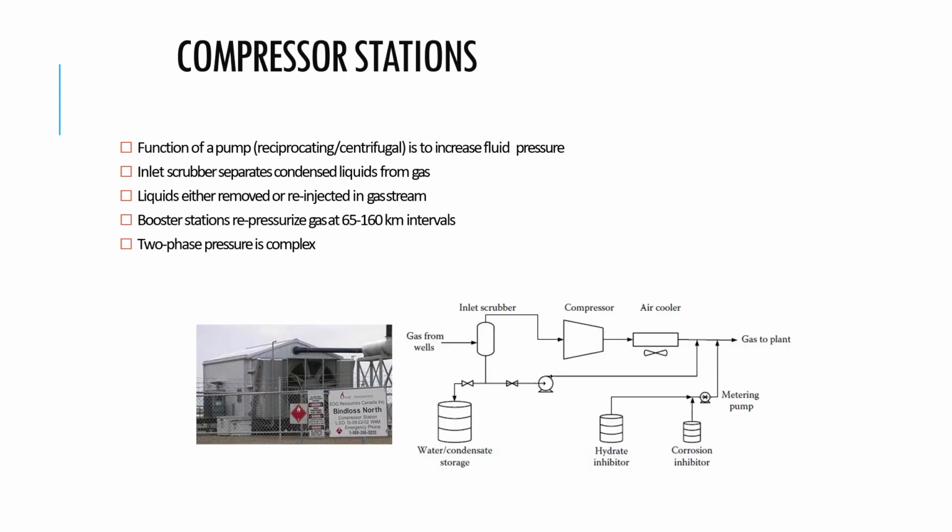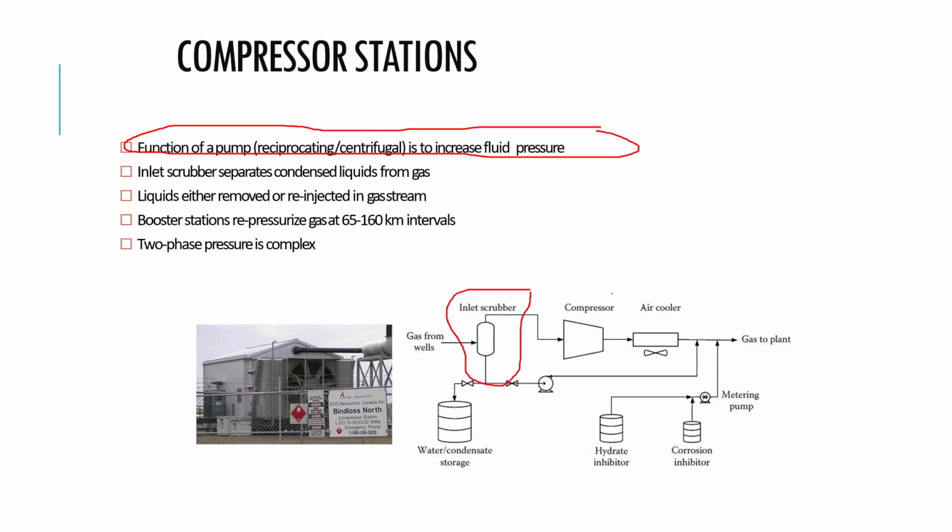Now let's talk a little bit about what we call the compressor station, or the compression station, which is very important in natural gas transportation, because compression will normally be used to increase the pressure of the fluid inside the pipe, which means that you are increasing the pressure of the gas inside the pipe. And normally, if you look at this process flow diagram, before the compressor you will install something called the inlet scrubber, and the input of the inlet scrubber will be the gas from the well.